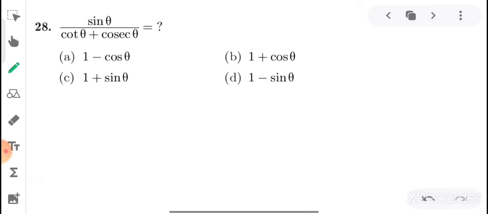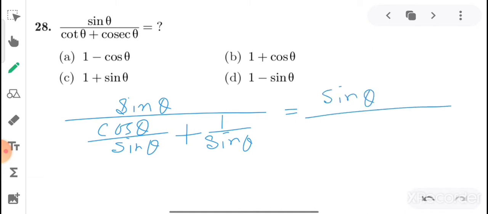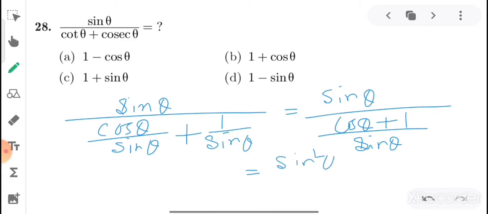We have to calculate this trigonometric equation. Sin theta, cot theta means cos by sin, and cosec means 1 by sin. Then it will be sin theta by, this will give cos theta plus 1, hence sin square theta by 1 plus cos theta.